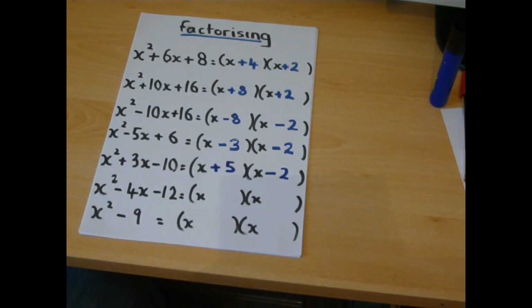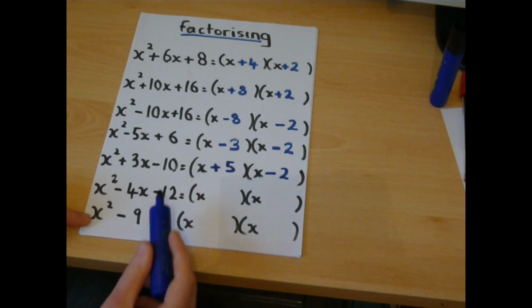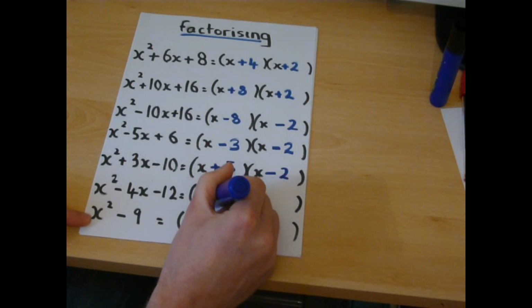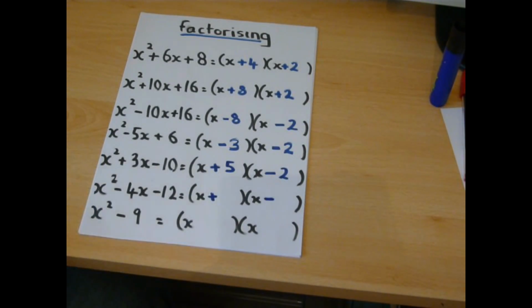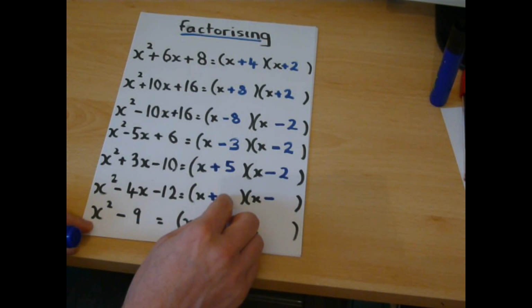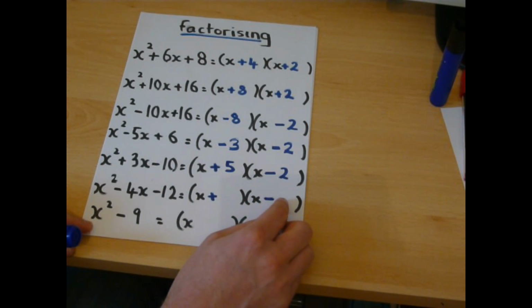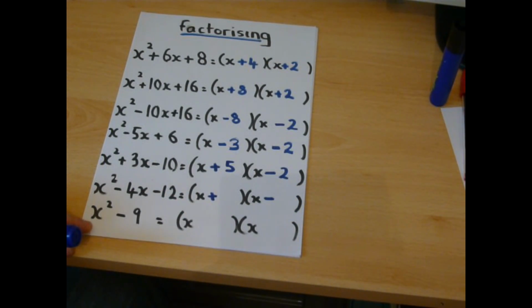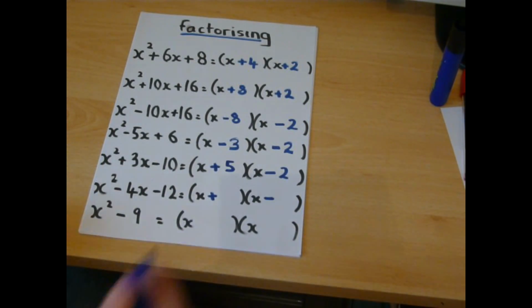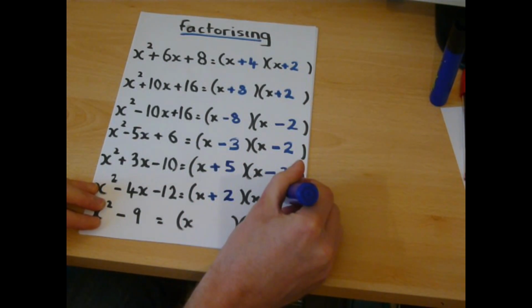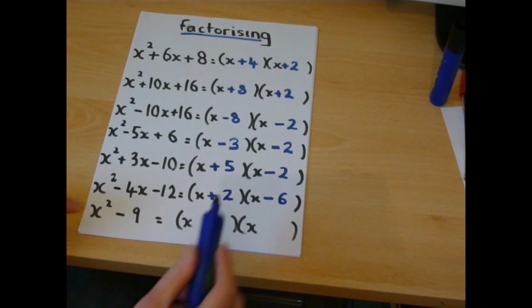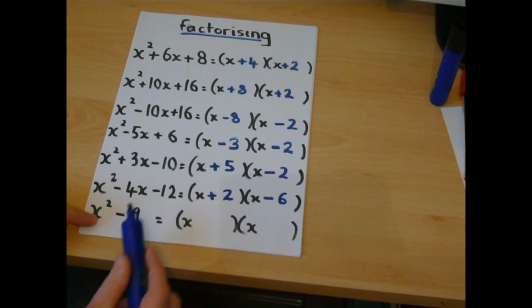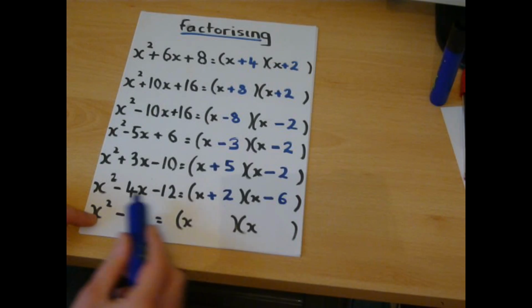And in the final example of this type, we have a negative, so we need a plus and a minus. The numbers times to make 12. Well, 6 and 2 certainly work. If I put plus 6 and minus 2, that would make 4. I need a minus 4. So instead, I put plus 2 and minus 6, because 2 times minus 6 is minus 12, and 2 take away 6 is minus 4.